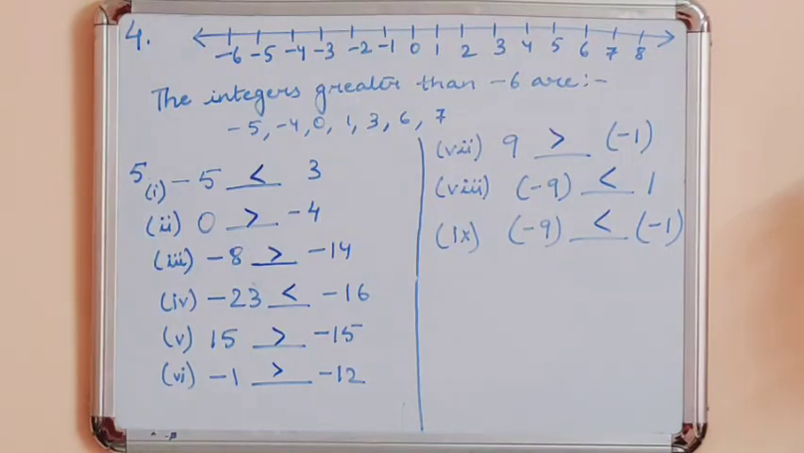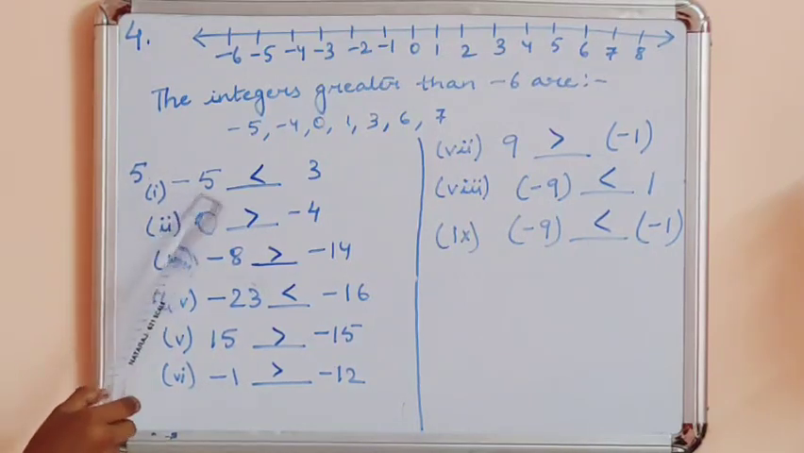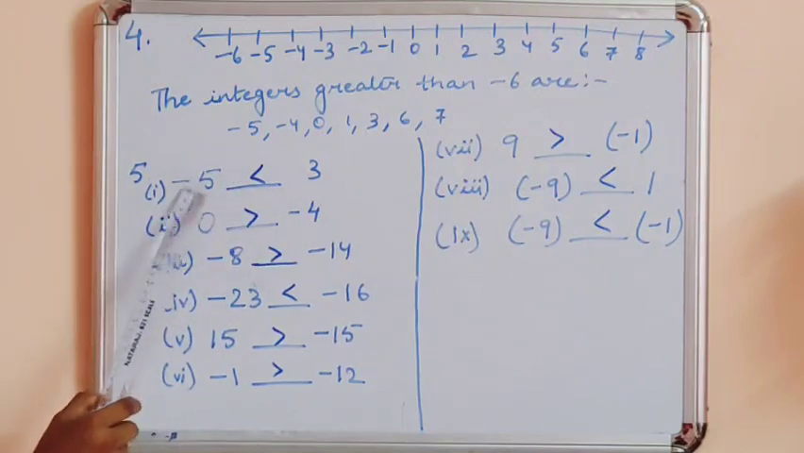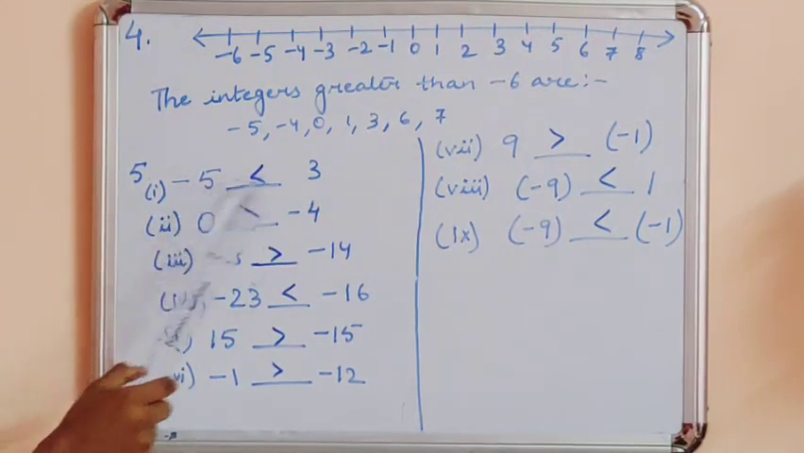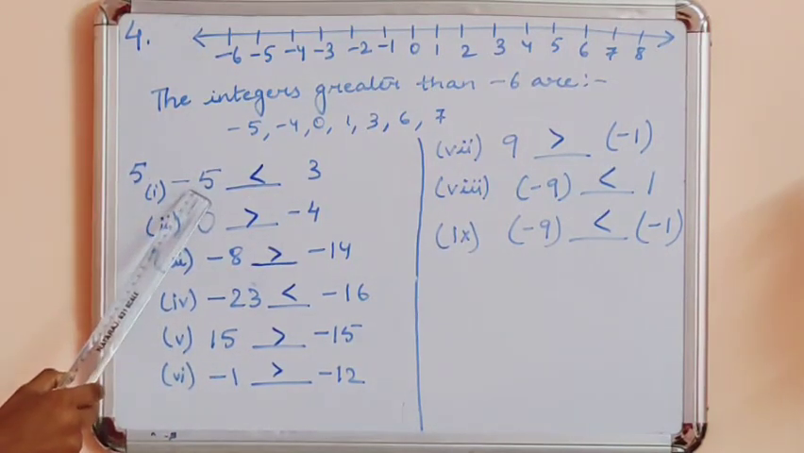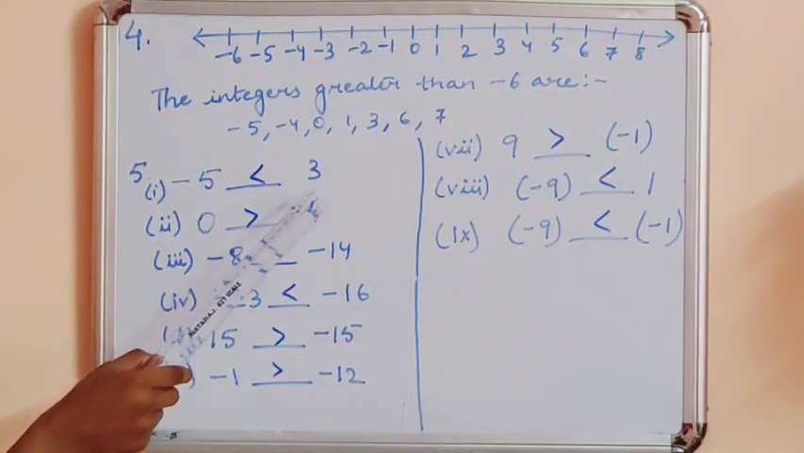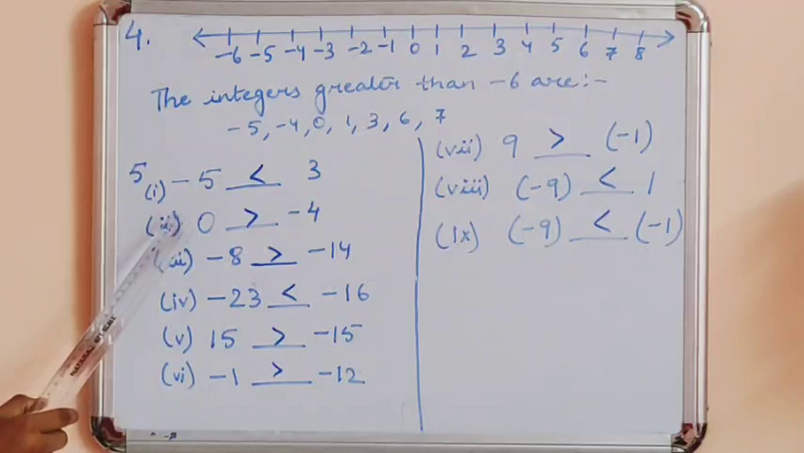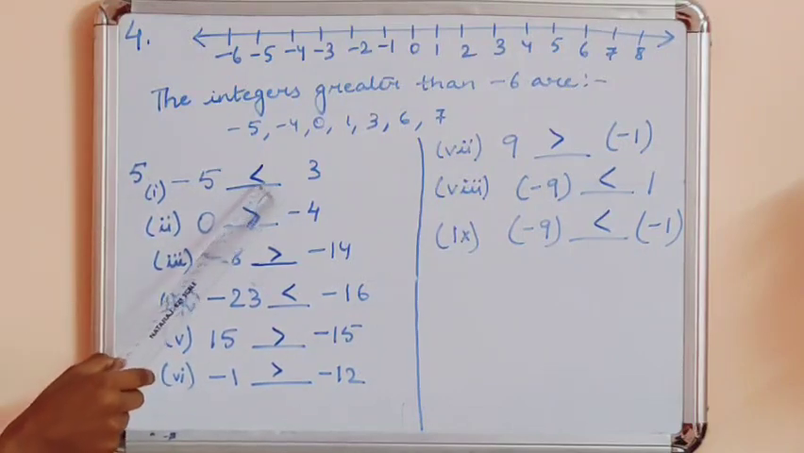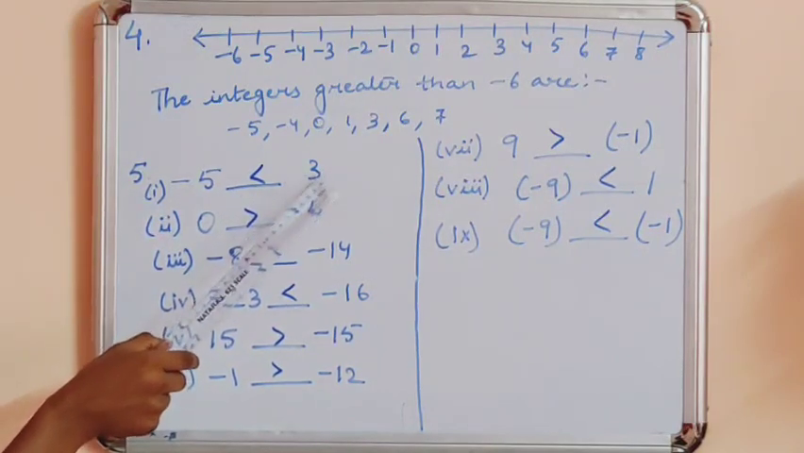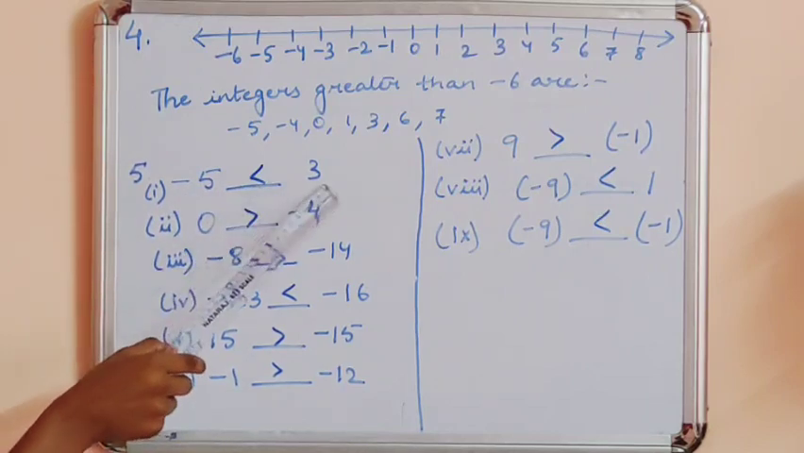Now question number 5. Fill in the blanks by using greater than or less than or equal to sign in each of the following. So the first question is minus 5 and 3. So we are comparing two numbers here. One is a negative number and the other one is a positive number. We know that a positive number is greater than a negative number. So minus 5 is less than 3.